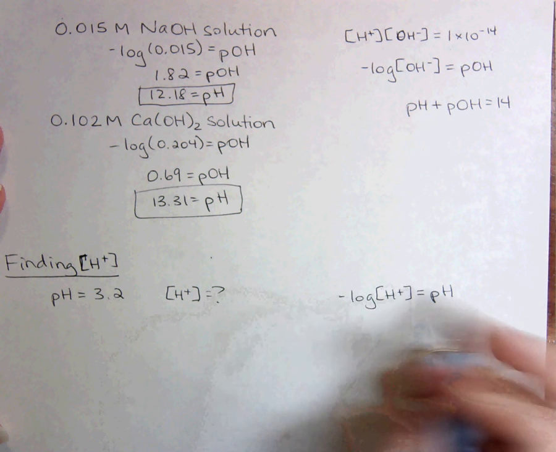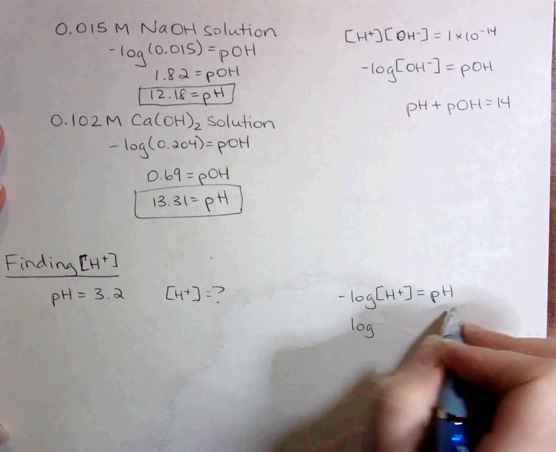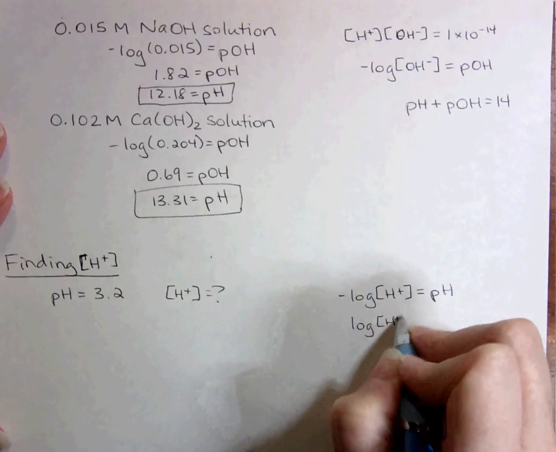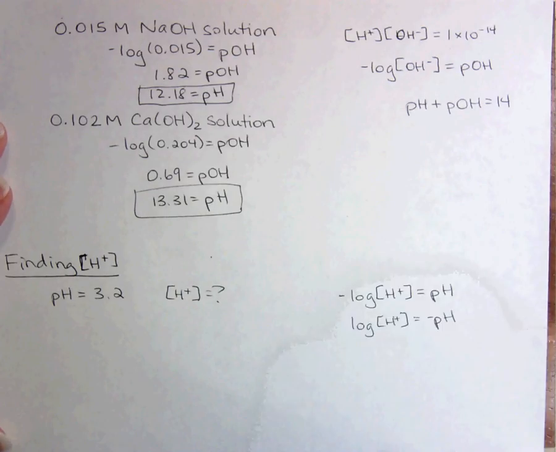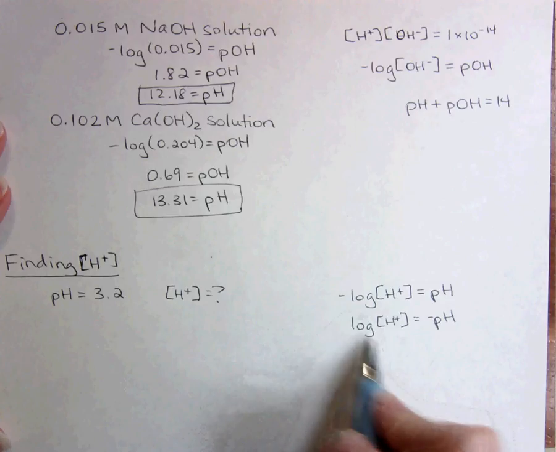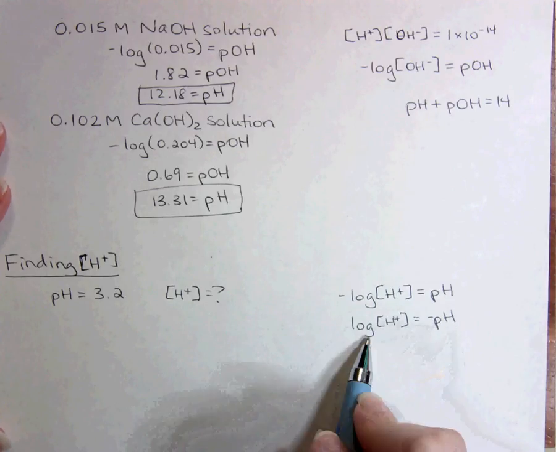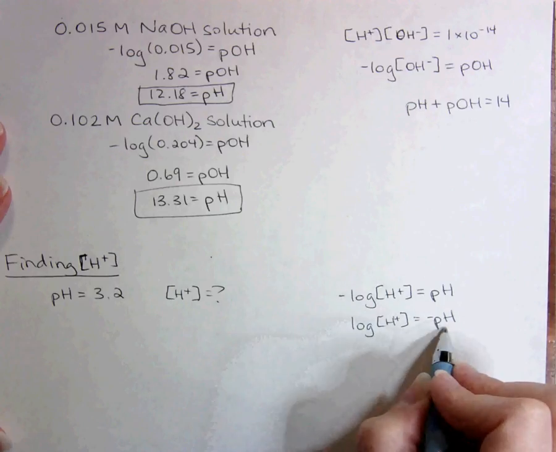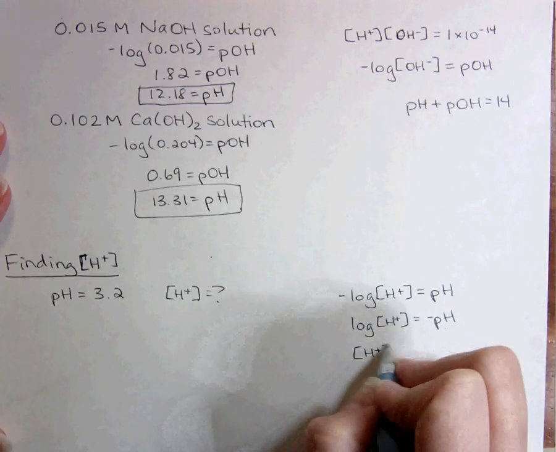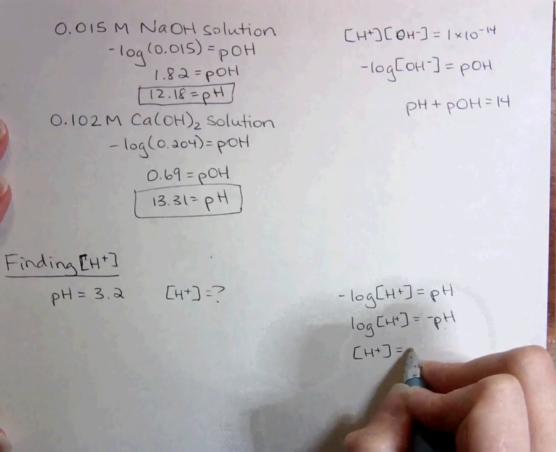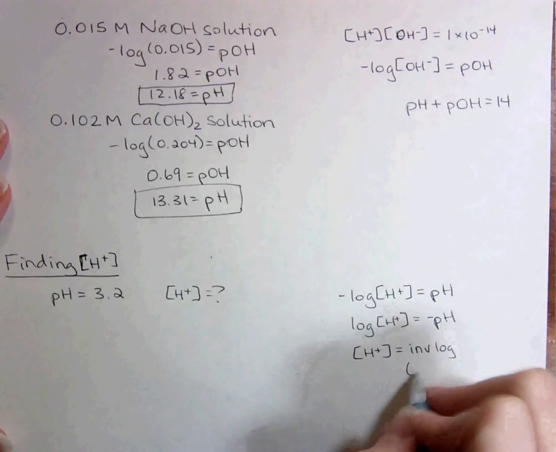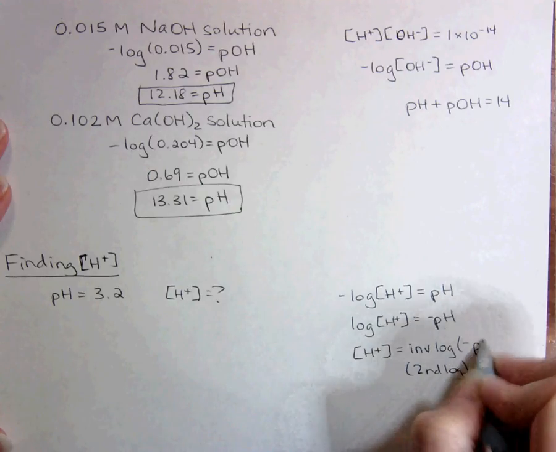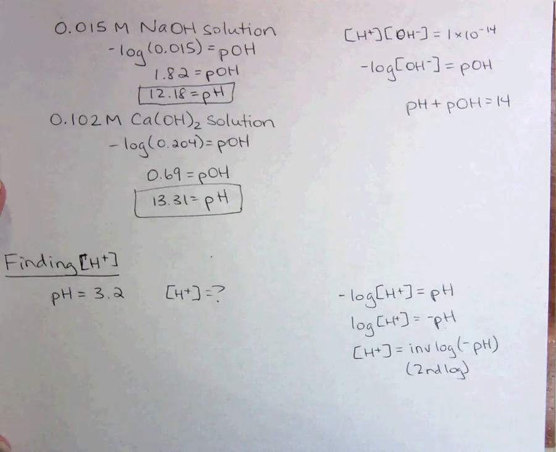So first thing, I'm going to bring my negative to the other side. Don't worry about how I'm doing this, just look at what it is so that you understand why I did it. So the log of H plus is going to be the negative pH, and that means that to get rid of this logarithm, I need to take it to the other side. To do the opposite, I have to take the inverse logarithm, which means I'm going to do the second log of it. So my H plus concentration will be the inverse log, which is second log on your calculator, of the negative pH. Here's all you have to do for this.